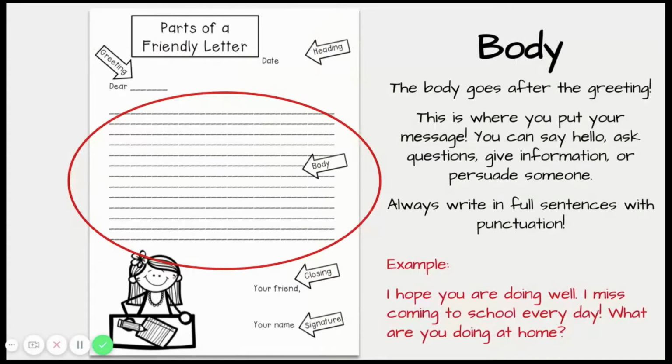When you're writing your body, the thing you want to remember is to always write in full sentences and make sure you have a punctuation mark at the end of every sentence, whether that's a period, a question mark, or an exclamation point. So an example of something you may write is, I hope you're doing well. I miss coming to school every day. What are you doing at home? So in my body, I asked how they're doing, and I asked what they're doing at home.